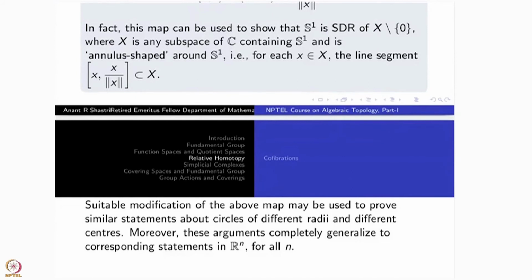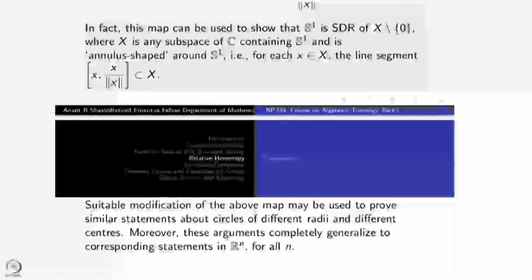Okay. Not only that, you don't have to even throw away the center. Suppose you throw away any point inside the sphere, the interior of the disk. Then Rn minus that point can be pushed back to the sphere. The sphere will be a strong deformation retract of Rn minus that point. So you should try to see all these variations of this theme. But this is the simplest theme. This can be modified to get many other easy examples.